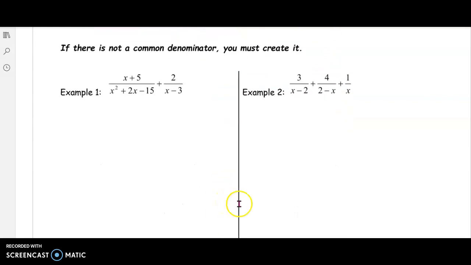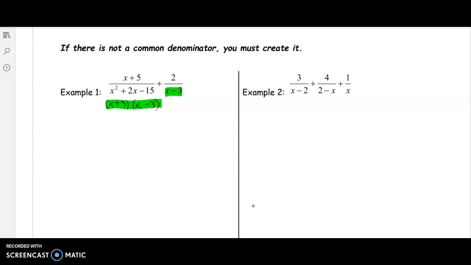All right. So if there is not a common denominator, we must create it. So the first thing we're going to do is factor the denominator of that first fraction. So we've got x times x gives us x squared. And we're looking for two numbers that multiply to give us negative 15, but add up to 2. So that's going to be a positive 5 and a negative 3. So we can see that the denominator on the first one does have something in common with the denominator of the second fraction. They both have an x minus 3.